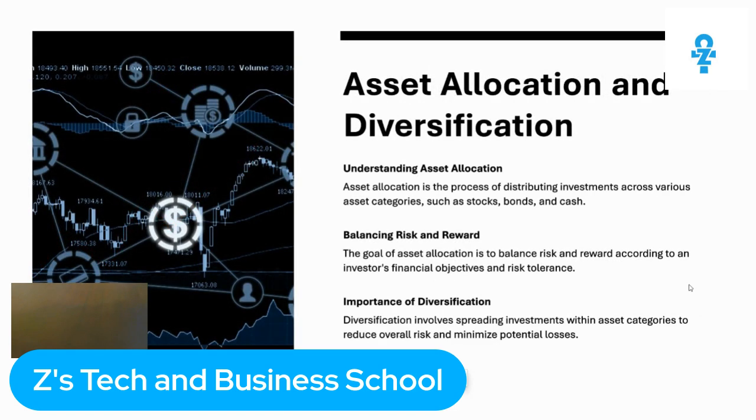Asset allocation and diversification. That's that word again. Diversification. Understanding asset allocation is a process of distributing investments across various asset categories such as stocks, bonds, and cash, balancing the risk and reward. The goal of asset allocation is to balance the risk and reward according to investors' goals and tolerance. Importance of diversification is spreading investments within asset categories to reduce the risk and minimize potential losses.